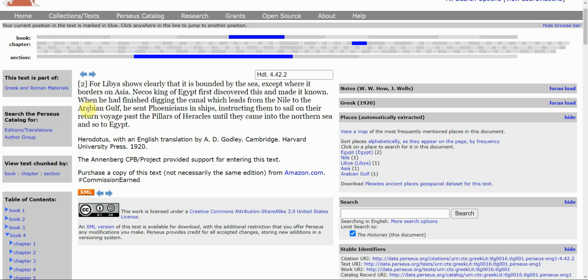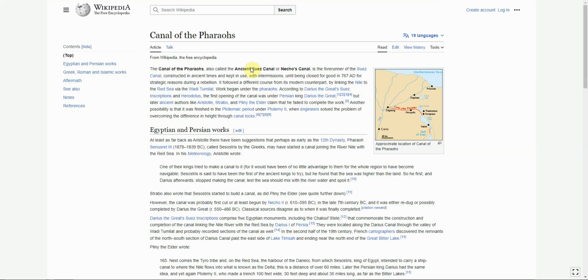He says Arabian Gulf. So you might not realize what he's talking about at first, but what he's talking about, we can see on Wikipedia, is the Canal of the Pharaohs. The Canal of the Pharaohs, also called Ancient Suez Canal or Necos Canal. Again, Herodotus said Necho built it. That's controversial. Some people don't think he did, and some people don't think it got built until later. Herodotus says that he finished digging the canal, so the canal was finished.